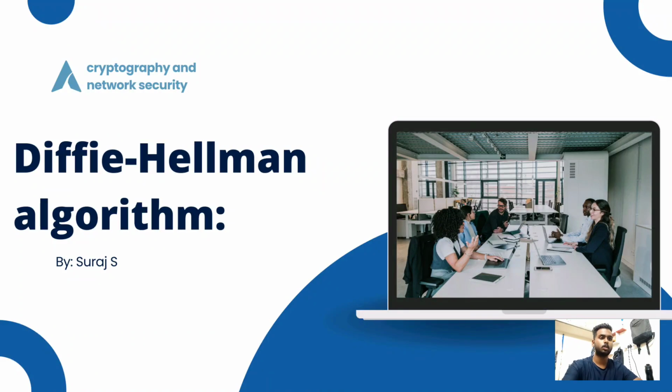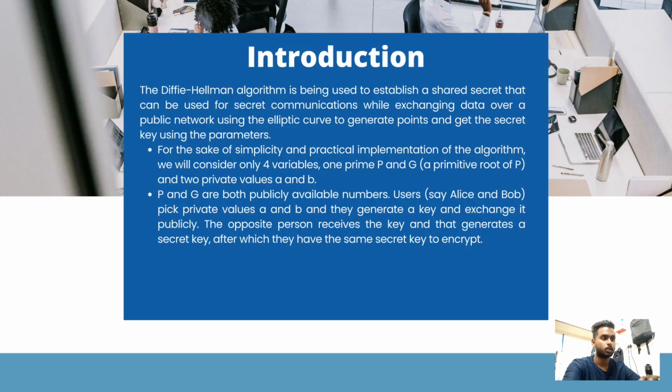So hey guys, we'll be seeing about the Diffie-Hellman algorithm in cryptography and network security. So the introduction. The Diffie-Hellman algorithm is used to establish a shared secret that can be used for secret communications while exchanging the data over a public network. Using the elliptic curve to generate points and get the secret key using the parameters.